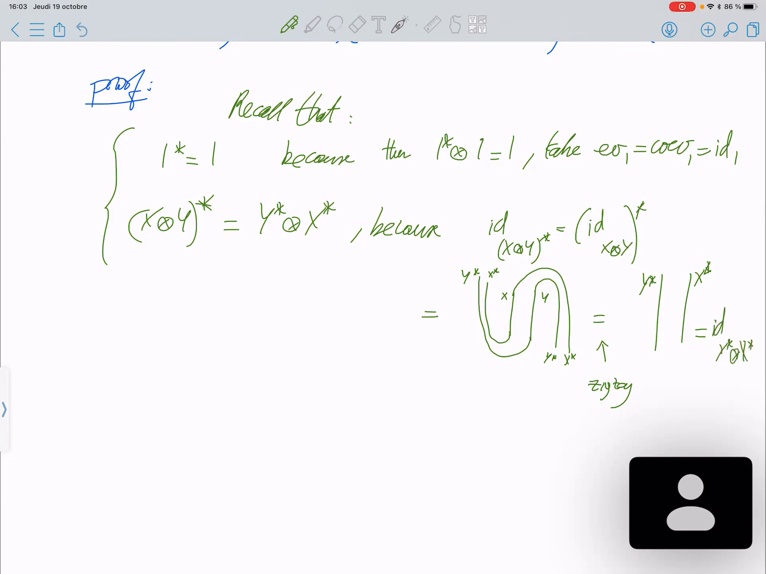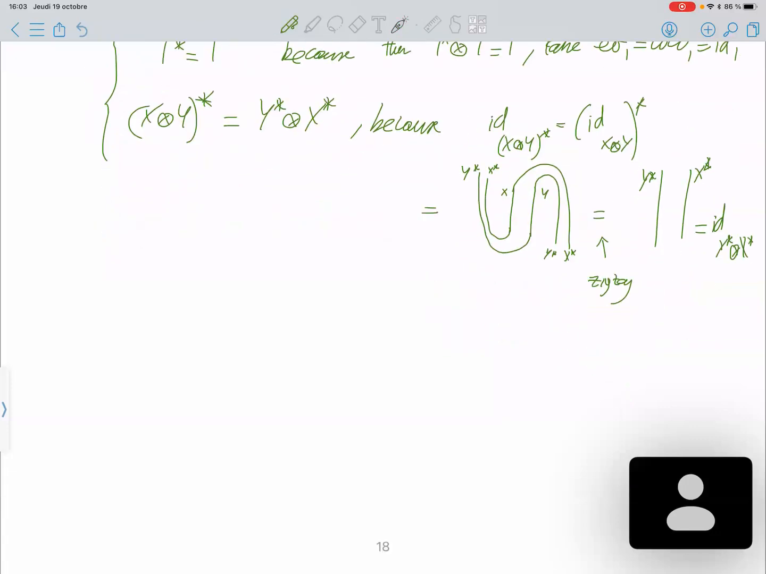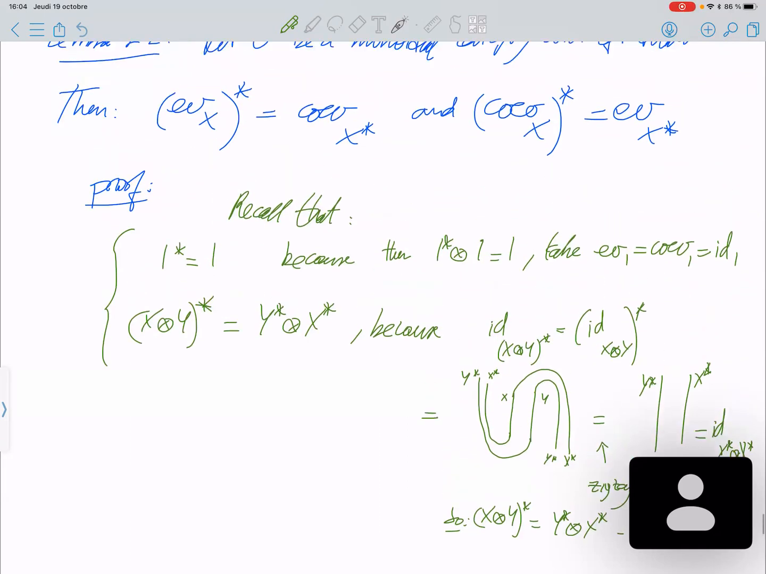So this identity is equal to this identity. So in particular, the objects are the same: (X tensor Y) star equals Y star tensor X star. Okay. So this is the recall part.